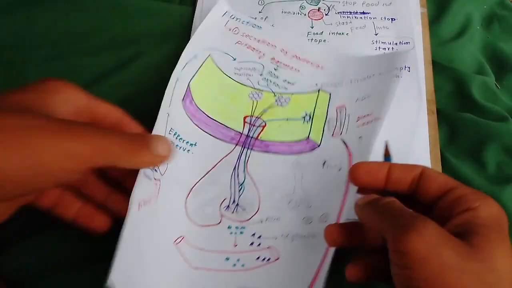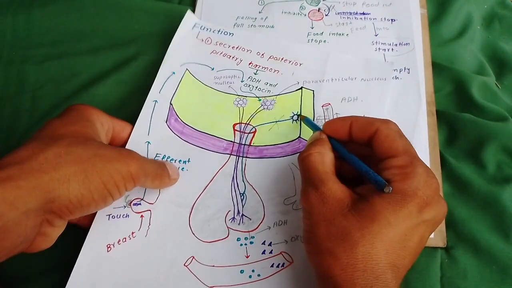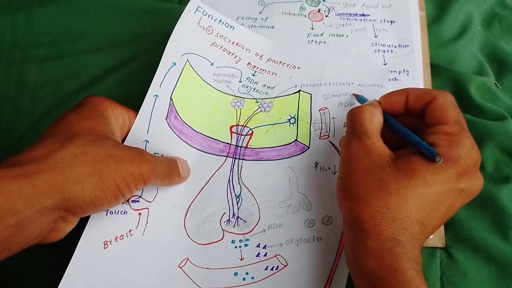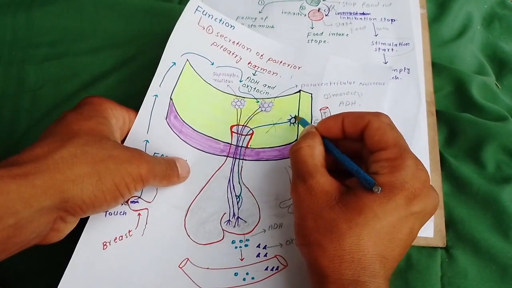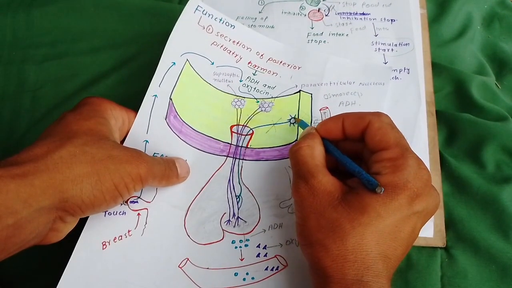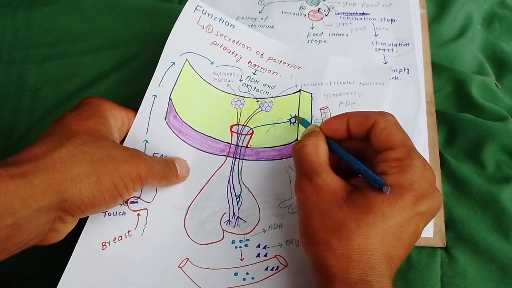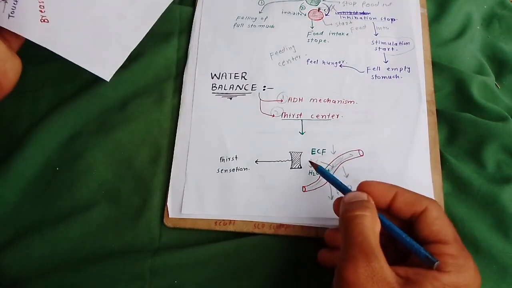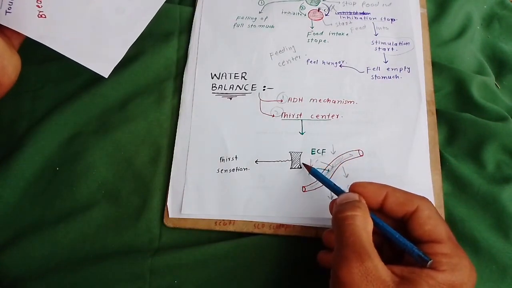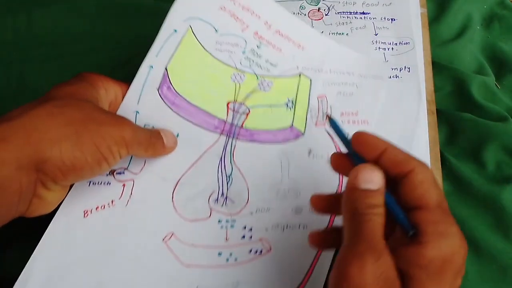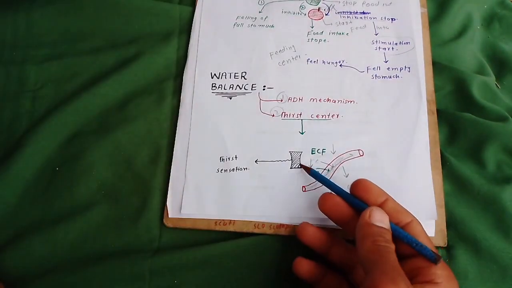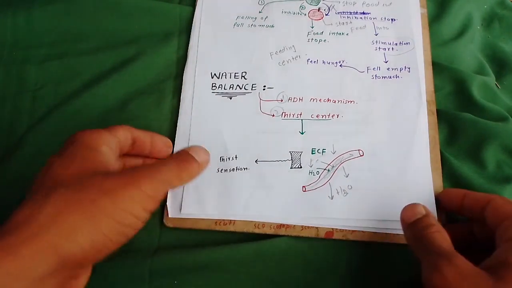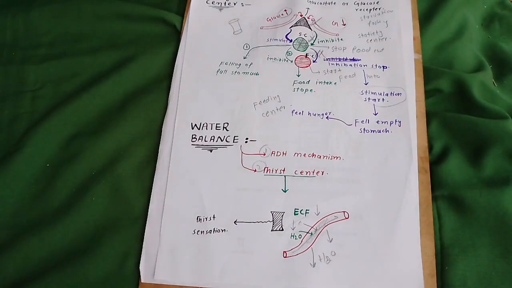Here there is the osmoreceptor, present at the neuron ending, in the dendrite of the neuron. This is also a receptor mechanism, but this mechanism is different from that one. So these are all about the hypothalamus.